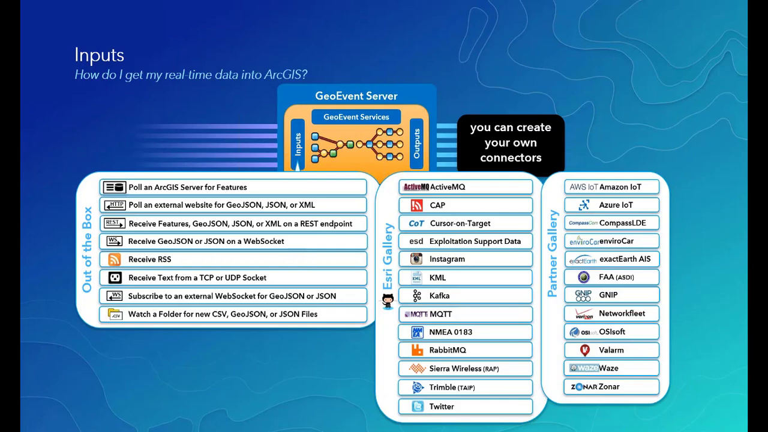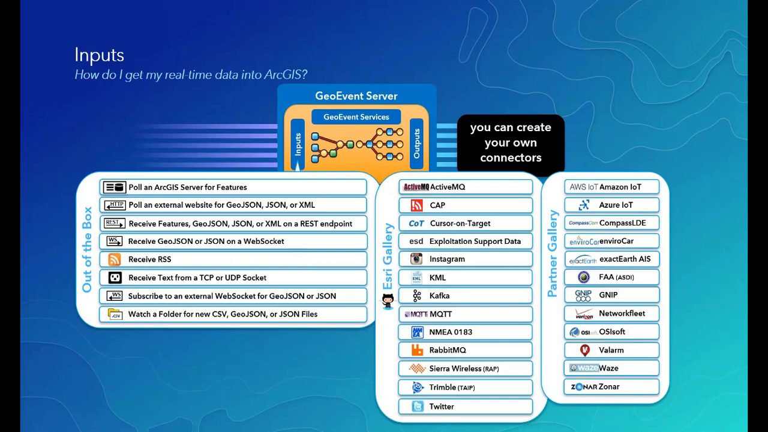Data can be pushed in or it can be pulled in. So GeoEvent Server can do the polling from some external website to pick up any type of data, JSON, XML, whatever the format is, and pull it in. Or data can be pushed in, treated as a server. So it can act as a server or a client. It can also watch a file locally within the server to pick up on any data changes.